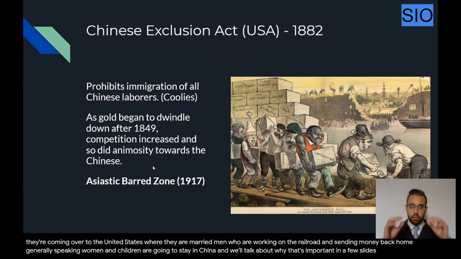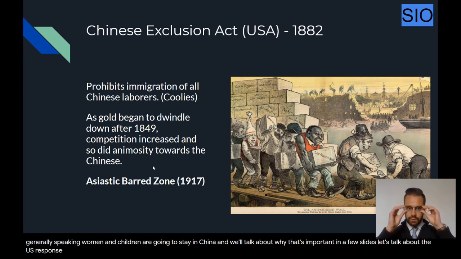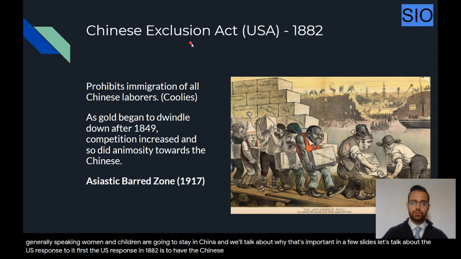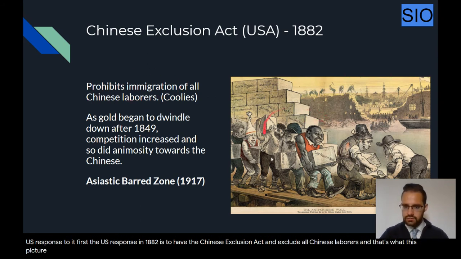Let's talk about the U.S. response to it first. The U.S. response in 1882 is to have the Chinese Exclusion Act. That's pretty straightforward. It's going to prohibit and exclude all Chinese laborers. And that's what this picture is showing here.